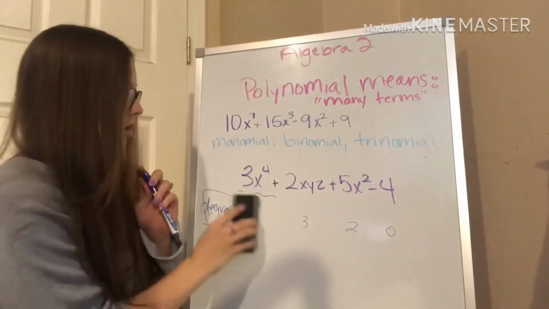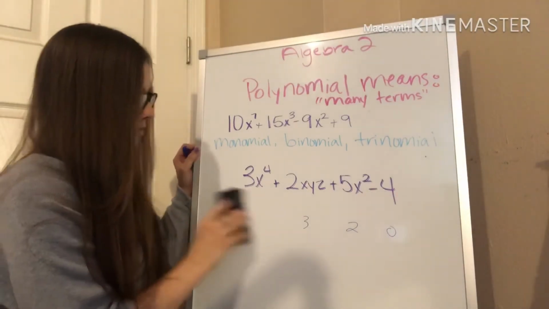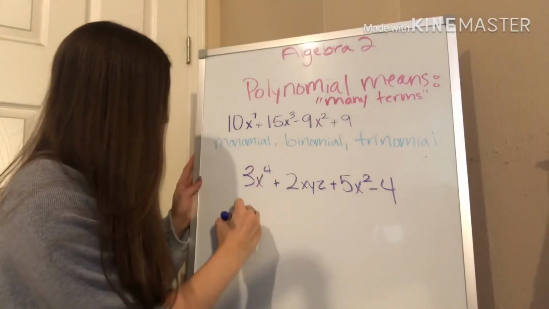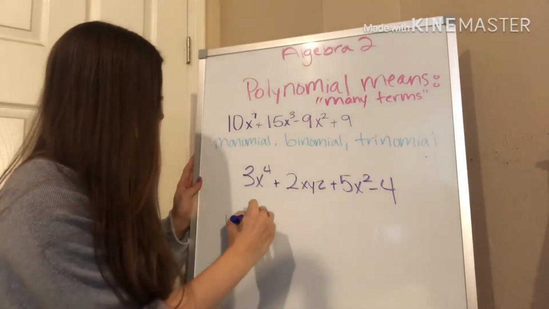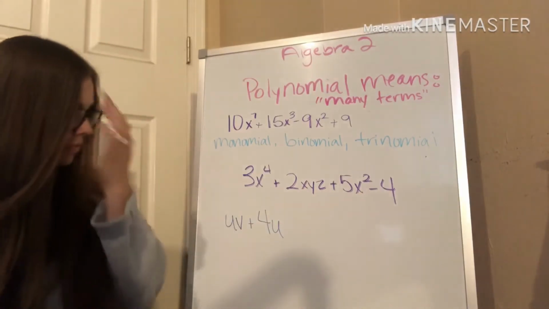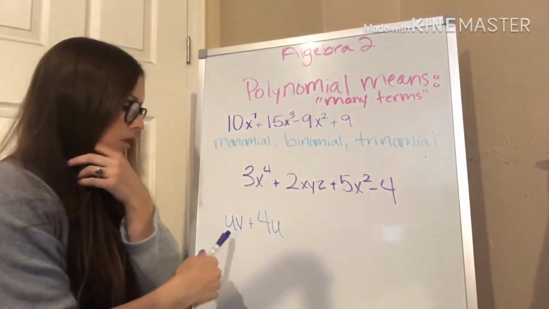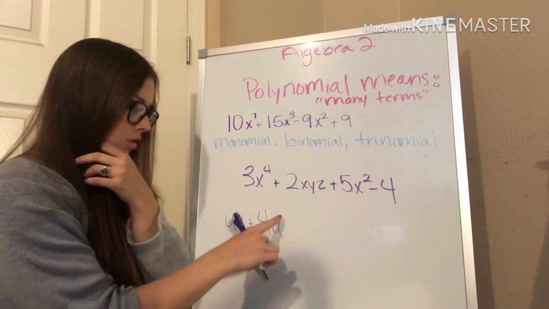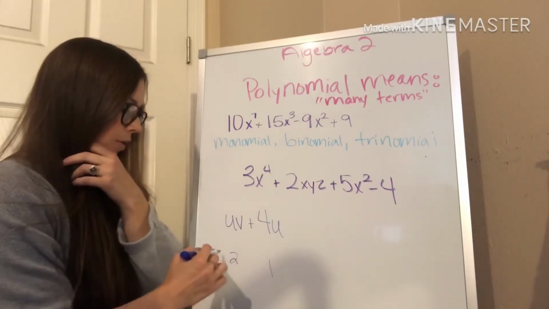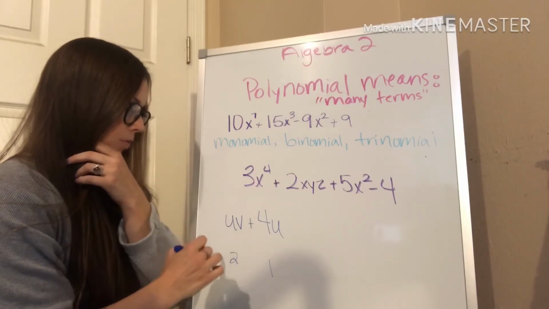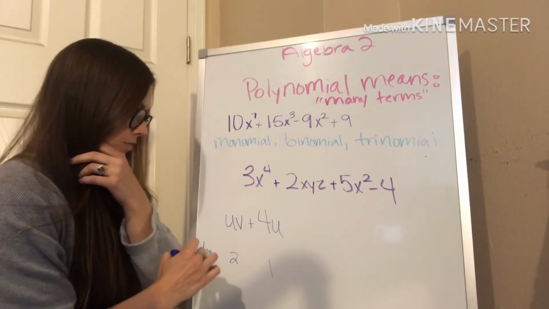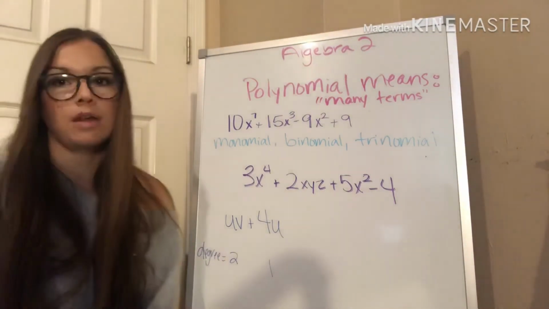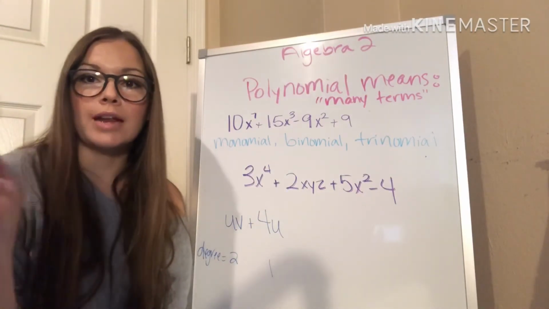Let's do one more. Let's do uv plus 4u. Okay, so u has 1 and v has 1, so that's 2. u just has 1. So the degree of this polynomial would be 2. Right? Pretty simple stuff. So on Thursday I'll go over adding and subtracting polynomials.